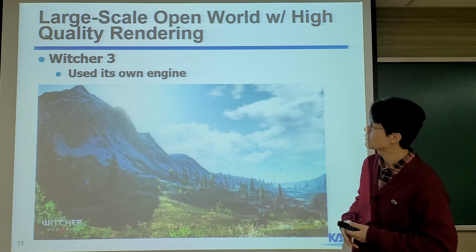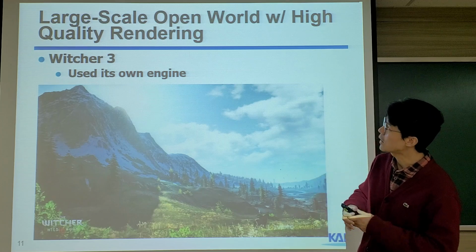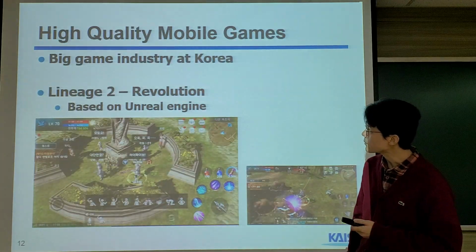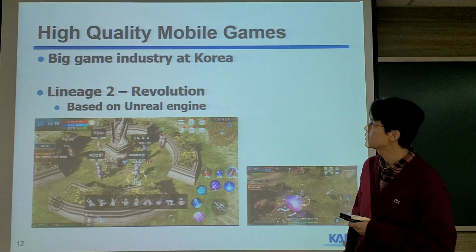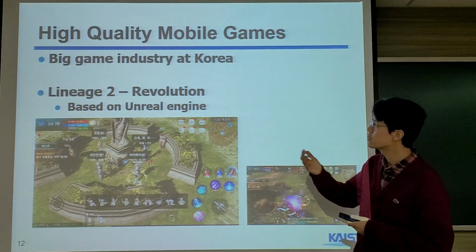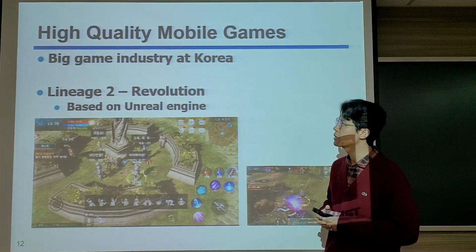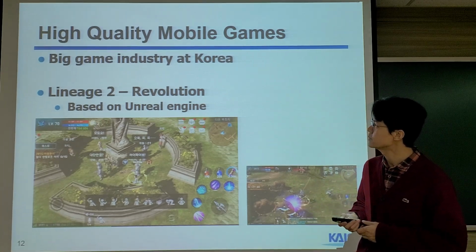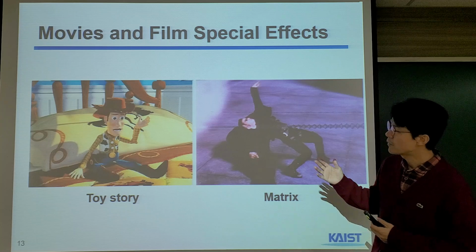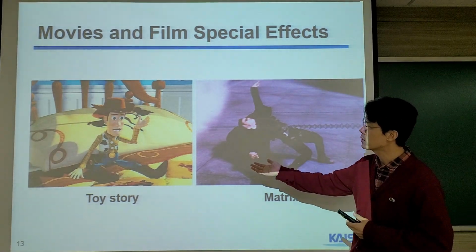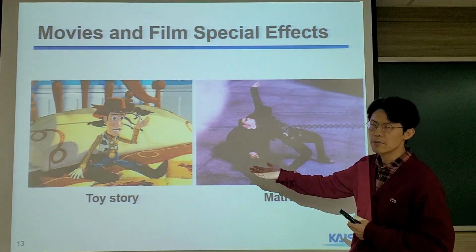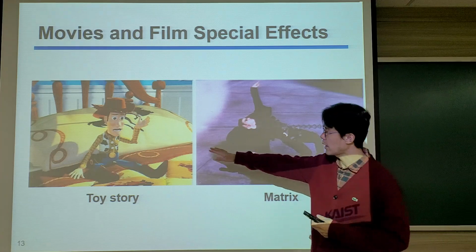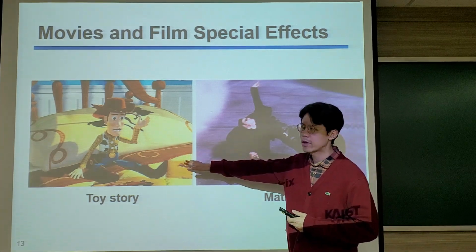But there are many recent large-scale open worlds with high-quality rendering. Also, there are many high-quality mobile games. You know that the mobile game industry is a very big industry in South Korea. For movies, there is this very old movie, Toy Story, actually one of the first CG-generated movies.